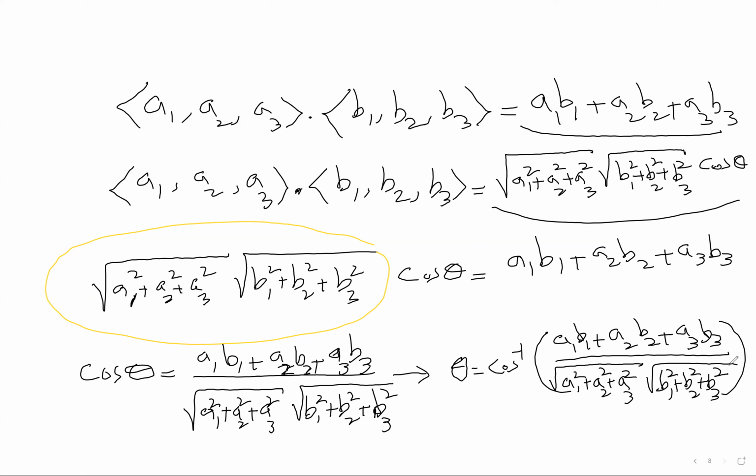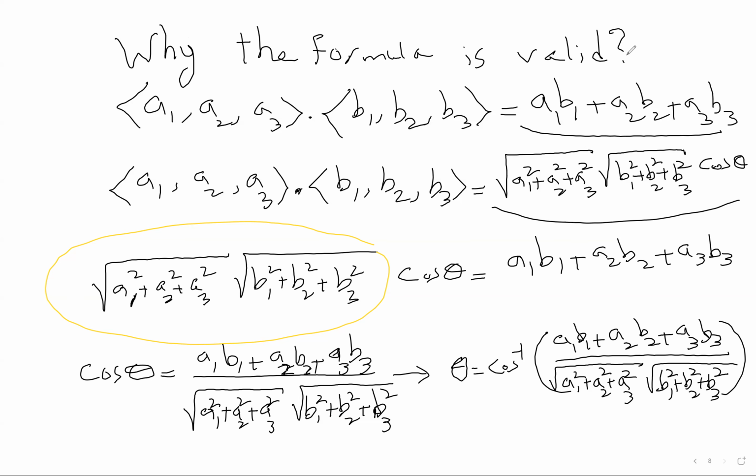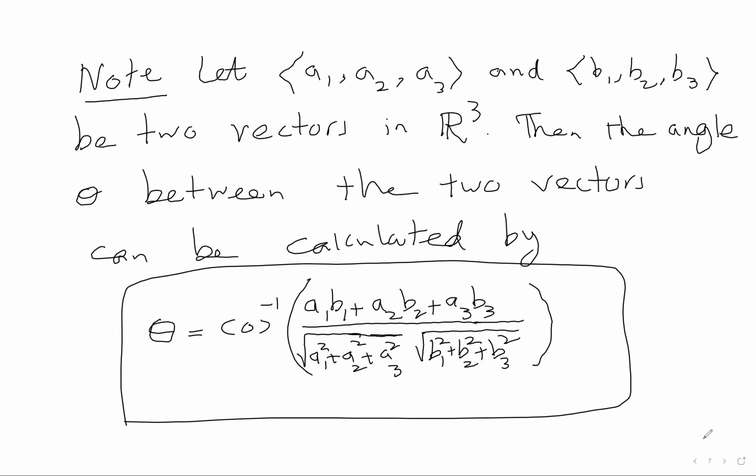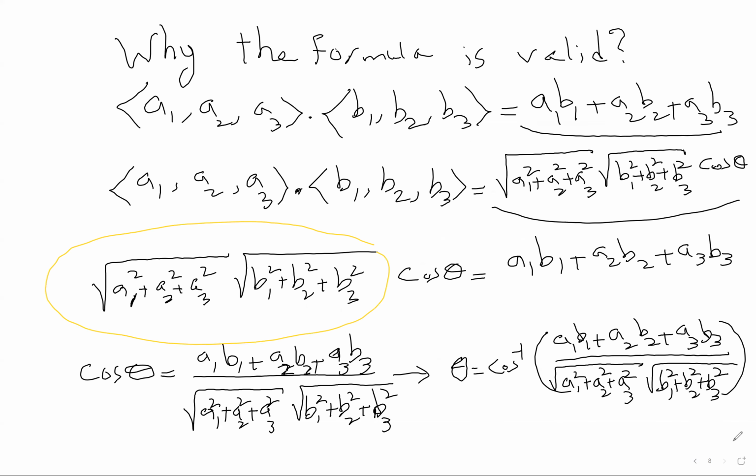Again, for clarification, this page is just why the formula is valid. The formula that we just discussed here. This is the explanation of why the formula is valid. I obtained the dot product in two different ways, set them equal to each other, and calculated theta.